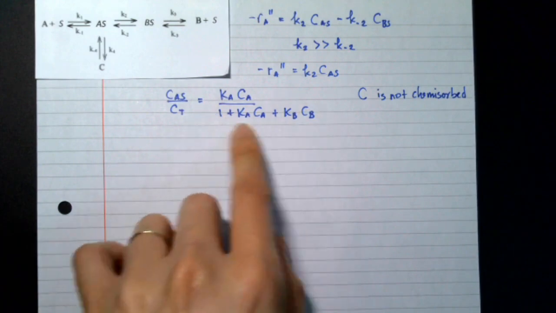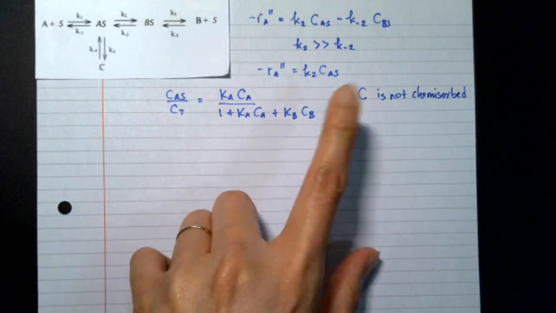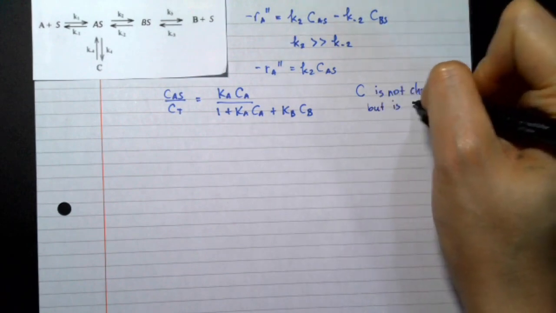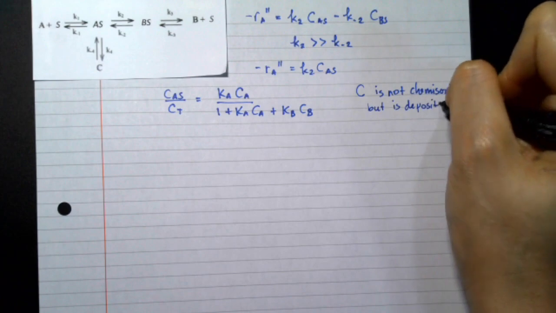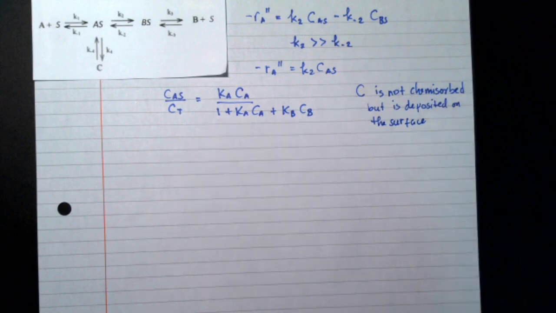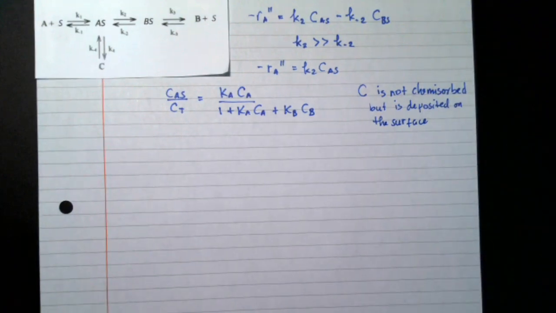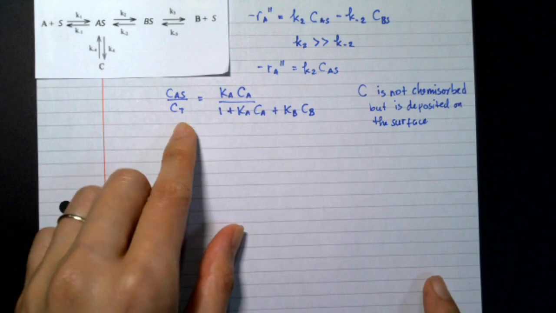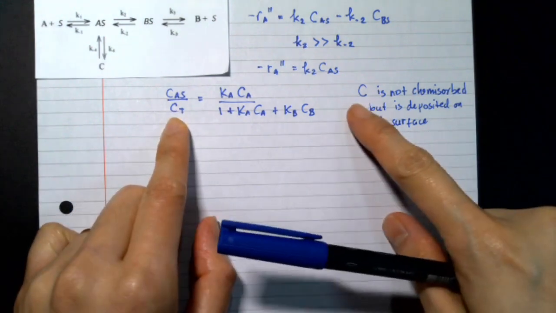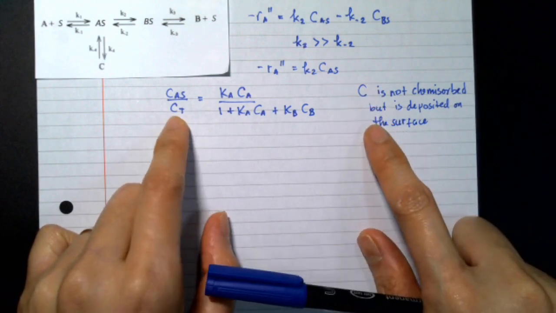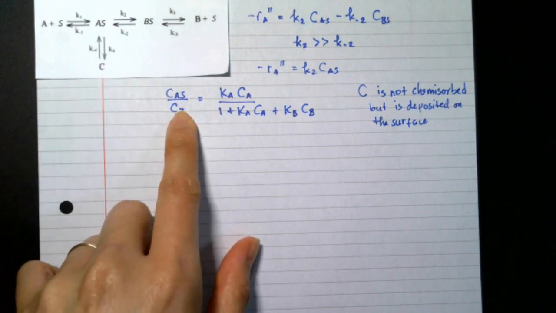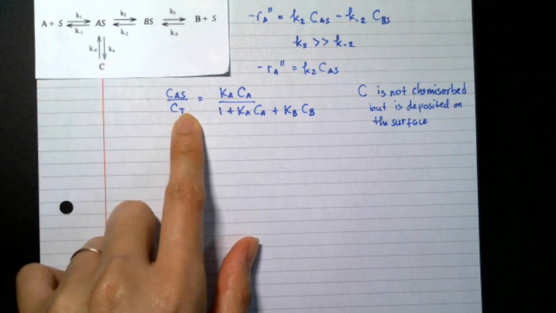So that's why it is not in the denominator of the Langmuir isotherm. Okay, but C is deposited on the surface of our catalyst, and it blocks the active sites. So we will capture that later when we look at CT. So the coke affects CT. As more coke is formed, CT decreases.